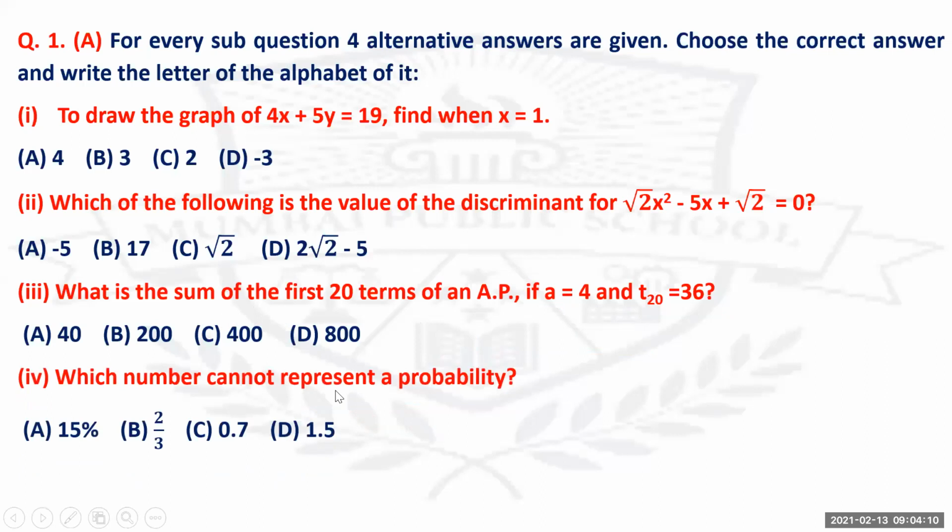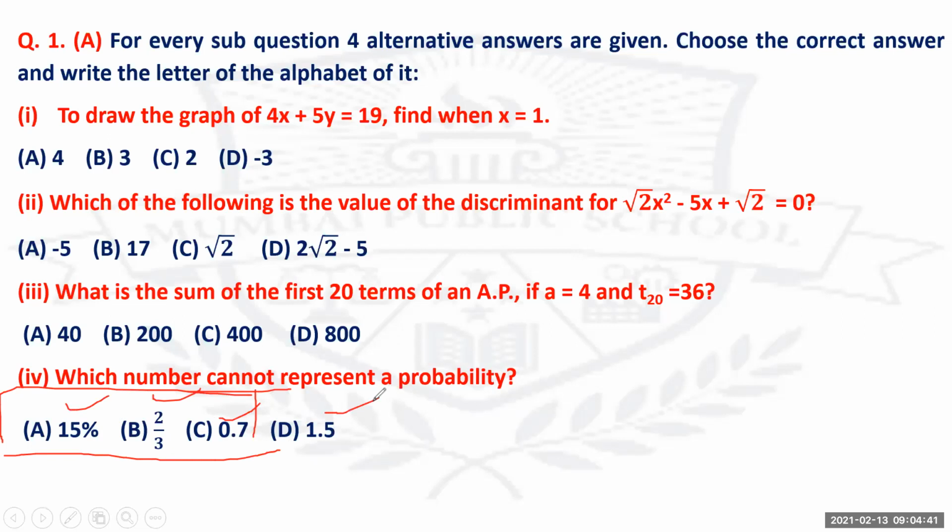Which number cannot represent a probability? The answer is 1.5. What happens is the students don't read this properly, and they think 0.7 is the correct answer. No, it can be 2 by 3, it can be 15%. All of these you can show as the answer of probability.